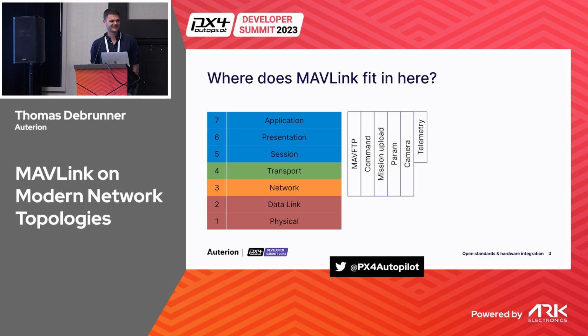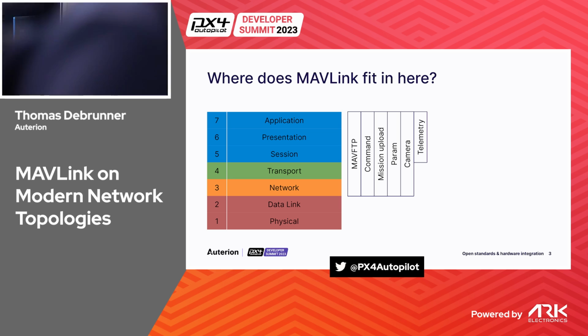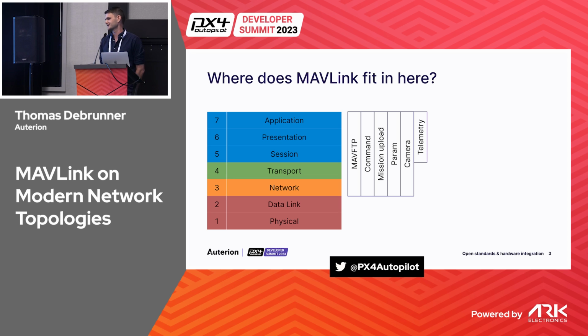MAVLink has a target system ID, target component ID. It has MAVLink router. It has all this stuff. So that's really like a routing protocol, that's really a network layer. It has MAV FTP. It has mission uploads, and they all have retransmission semantics. They have sequence number semantics. That's all TCP domain. And the best thing is they don't even share it. So MAVLink FTP has its own implementation of sequence numbers, and then the mission upload again has its own implementation of sequence numbers. So it's all a bit crazy.